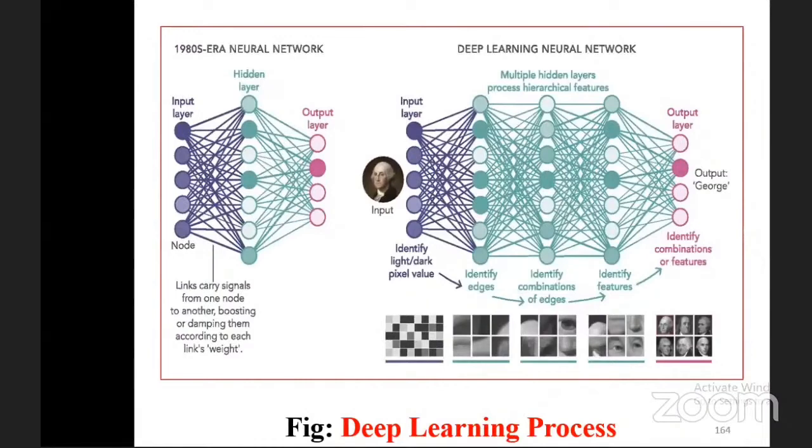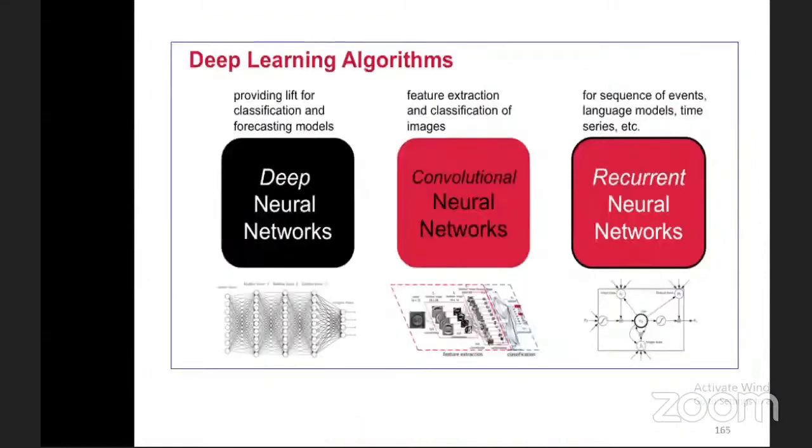Then it identifies pixel values, edges, and combinations of features in order to build a face recognition application, and then finally we are getting the output. These are the popular algorithms: DNN, CNN, RNN. DNN stands for deep neural networks, providing lift for classification and forecasting models. CNN, especially for image classification, we use for feature extraction and classification of images. And RNN, recurrent neural networks, we use for sequences of events, language models, time series, etc.